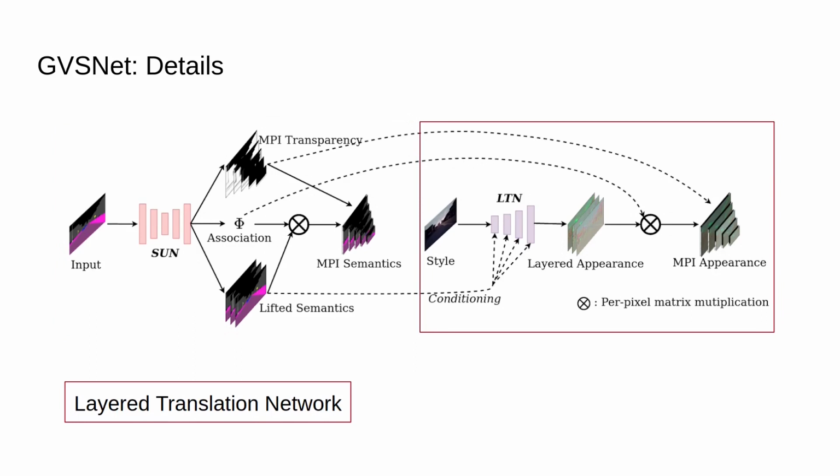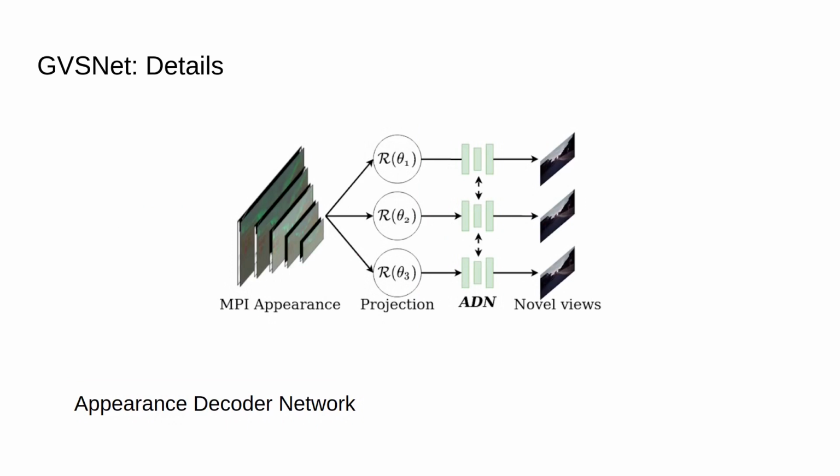We convert the lifted semantics representation into a layered appearance using a layered translation network. Layered appearance features are then converted into an MPI appearance via an association tensor predicted by the semantic uplifting network. The MPI appearance model contains high-dimensional features at each pixel location and every plane. Therefore, projecting the MPI appearance to novel views gives per pixel appearance descriptors at each pixel location in the novel view. We apply an appearance decoder network ADN to convert the projected appearance descriptors into color values.